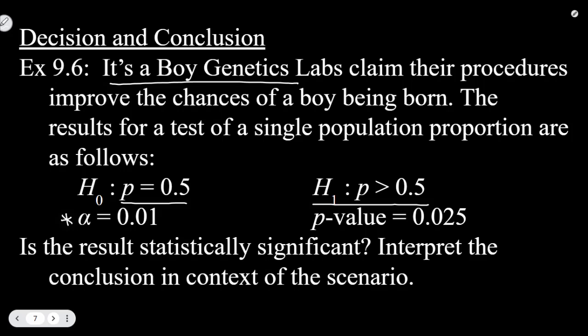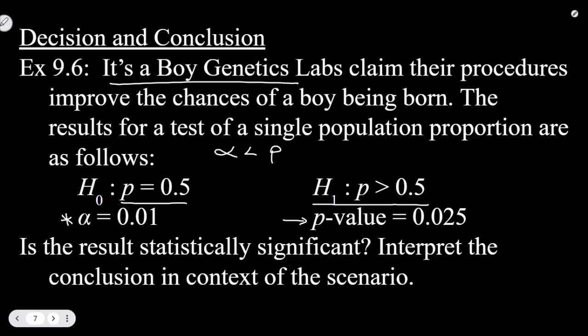So we didn't do any math here. They're giving us all these values. Here's the 0.025 for the p-value that they gave us. And we are just supposed to compare these. And in this case, alpha is less than p. 0.01 is less than 0.025.